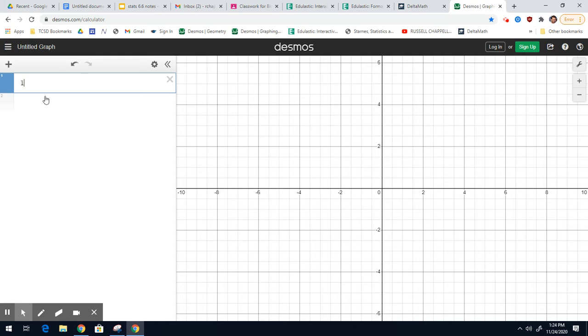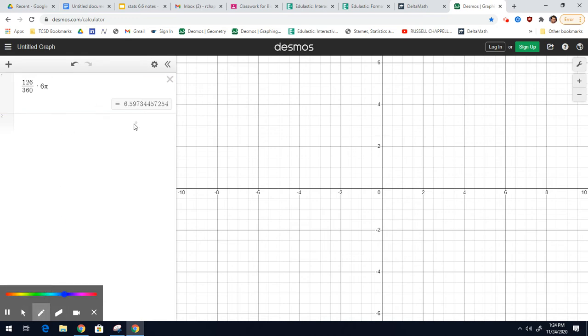So we'll do 126 divided by 360, arrow to the right, times 6 pi. You can find the pi button on the keyboard. And look what I got. As I mentioned, roughly around 6. Now, this is actually a tricky rounding, so pay attention. We need to round to the nearest hundredth, which is the 9. This 7 is going to round the 9 up to a 10, which is actually going to make the 5 here become a 6.